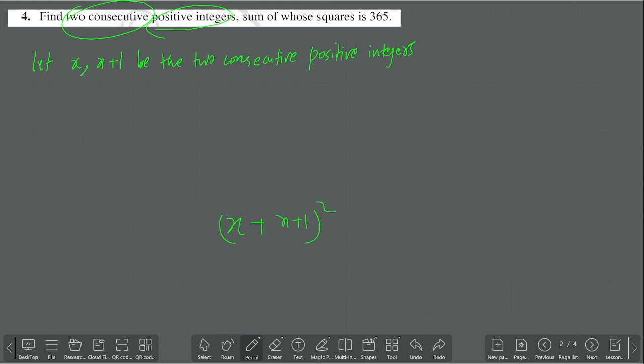They are telling whose squares we have to add. Whose square in the sense, we have to square and add. They are telling very clearly whose square, then sum. So first square, then sum. Do you understand the concept? What I'm telling? Right. Now I'm going.